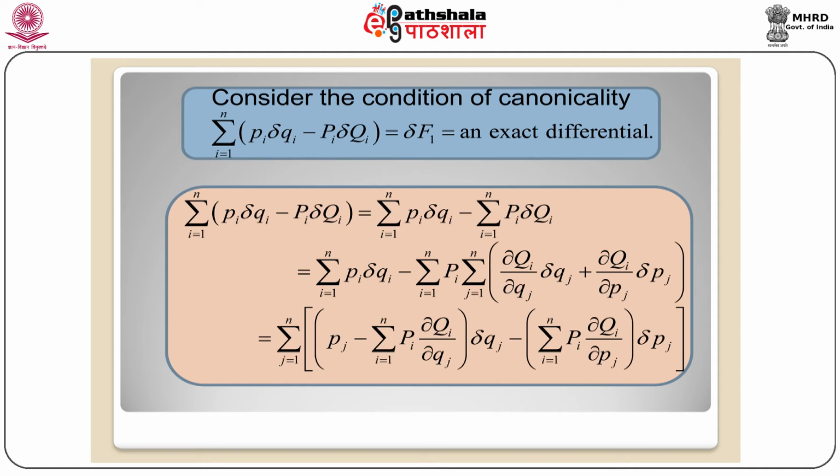del capital Q_i by del small q_j into delta q_j plus del capital Q_i by del small p_j into delta p_j, since capital Q_i are functions of small q_j and small p_j. Then we have adjusted those terms, and adjusting those terms we have kept it in this form.